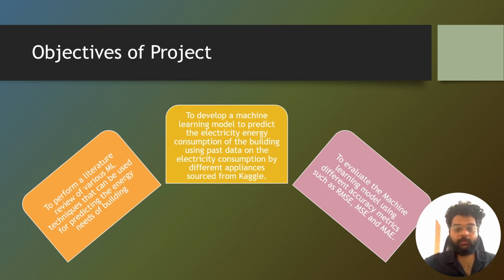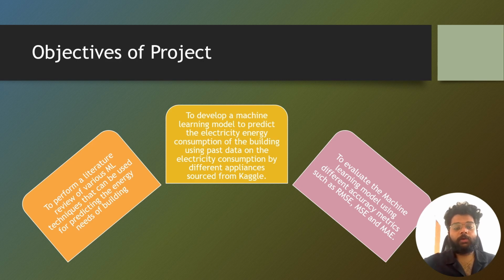The first objective is to perform a literature review of various ML techniques that can be used to predict energy needs of buildings. Several papers related to prediction of energy consumption were accessed and the techniques used in them were determined. The accuracy achieved by the authors was identified in relation to their developed models.